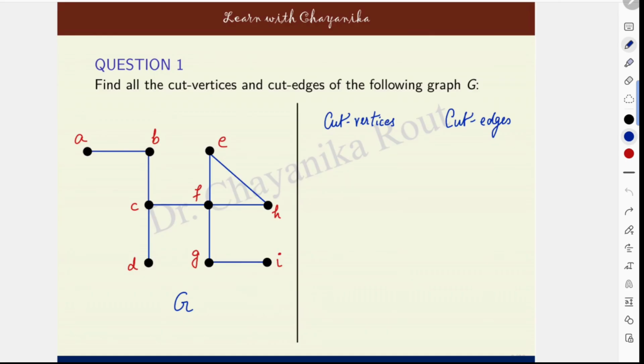So we start with the vertex A. Here we can see the vertex A is a pendant vertex and we know a pendant vertex is never a cut vertex. So A is not a cut vertex. Next we move to the vertex B.